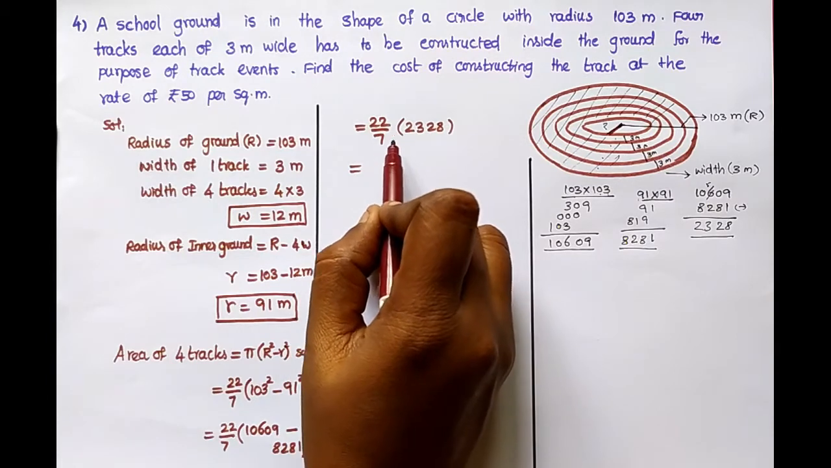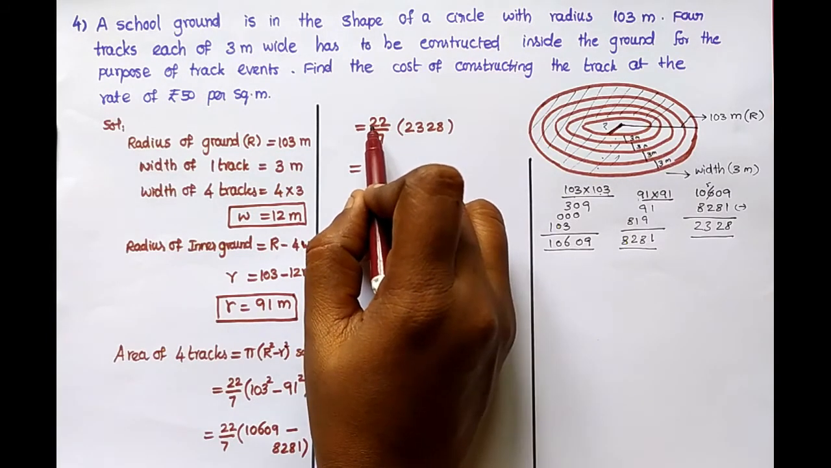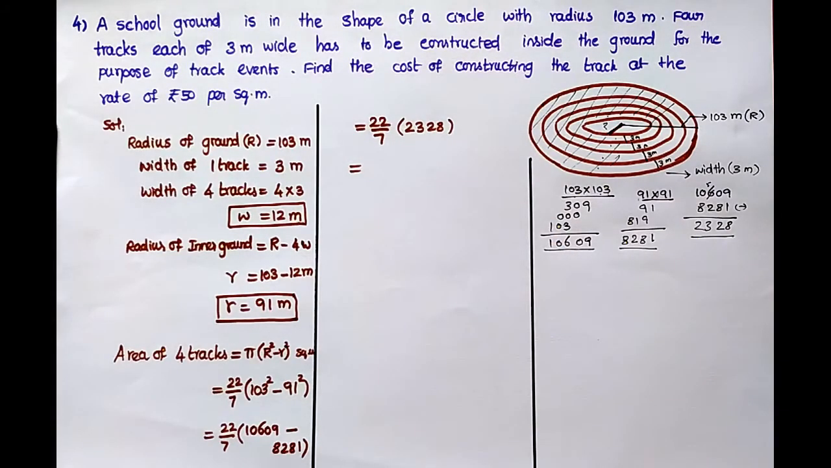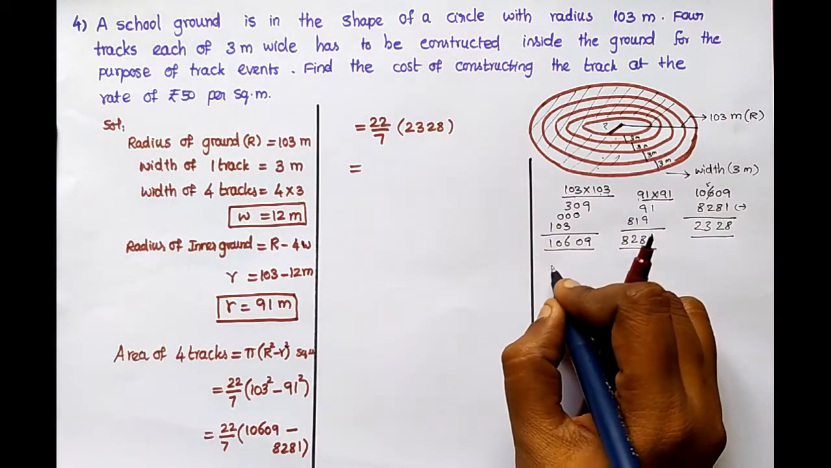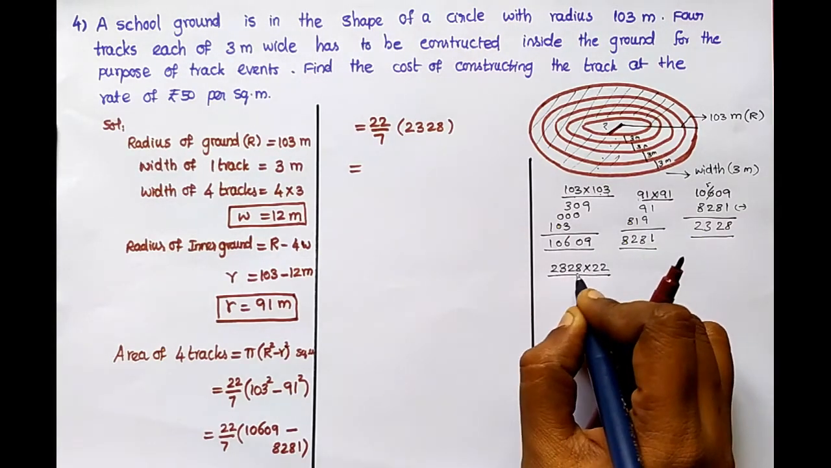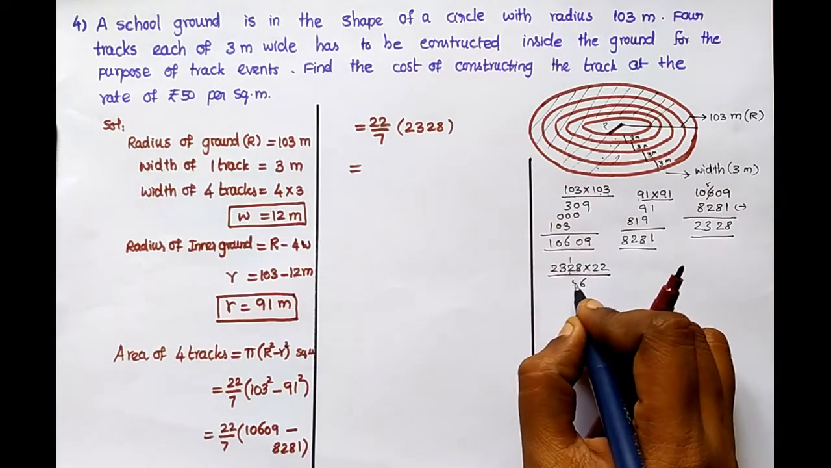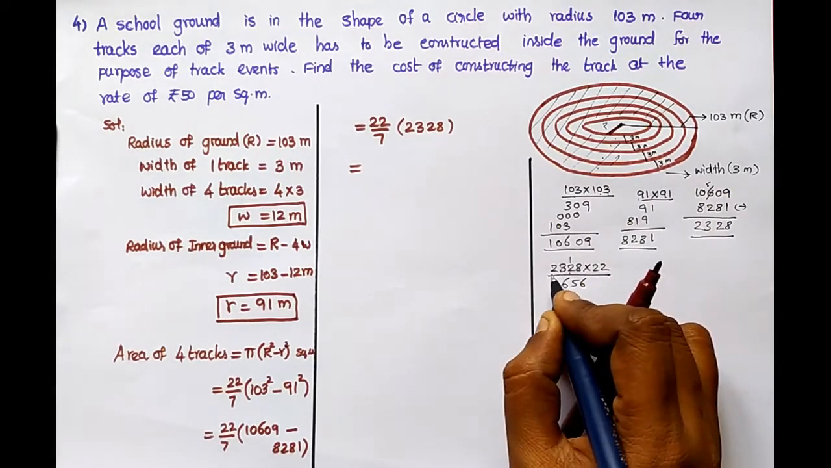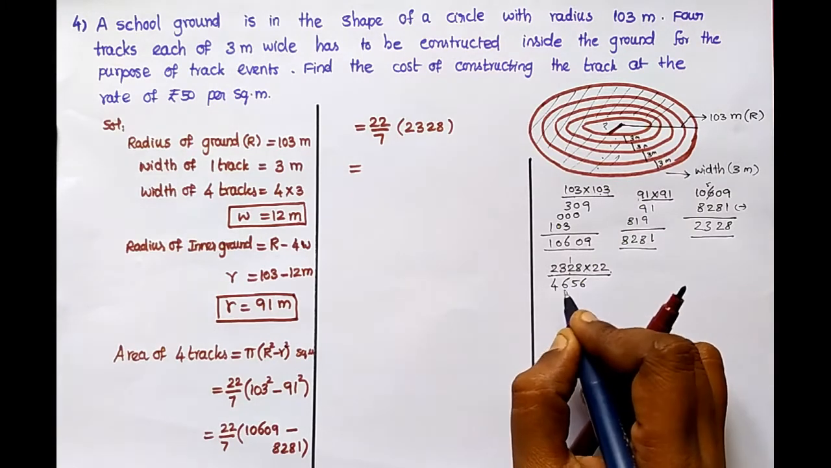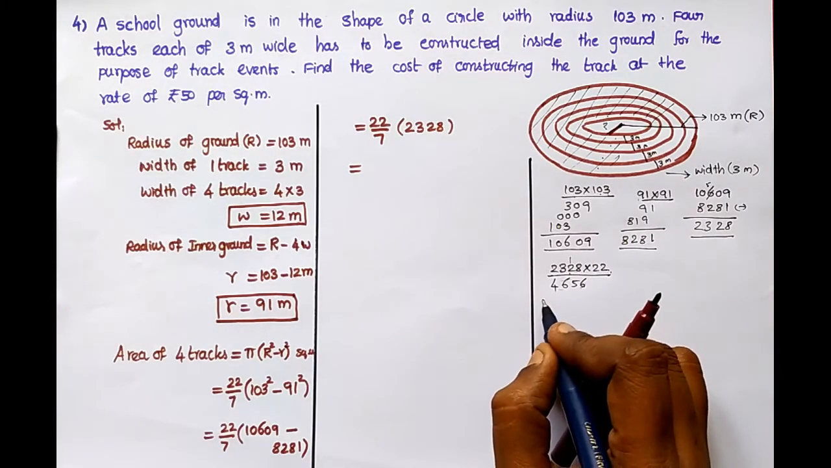Now multiply this one. This is not possible to cancel the numbers. So we have to multiply 22 into 2328. So 2328 into 22. 8 2s are 16. Carry over 1, 2 2s are 4 plus 1, 5. 3 2s are 6. 2 2s are 4. So again 2 tables, so the same answer will come.